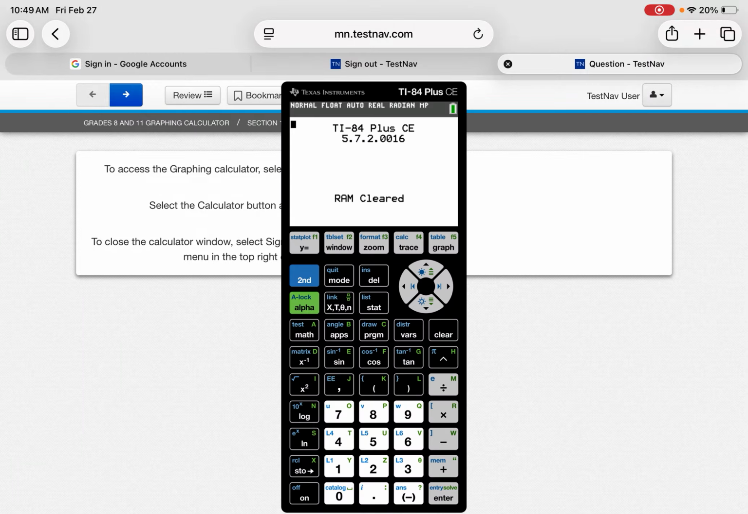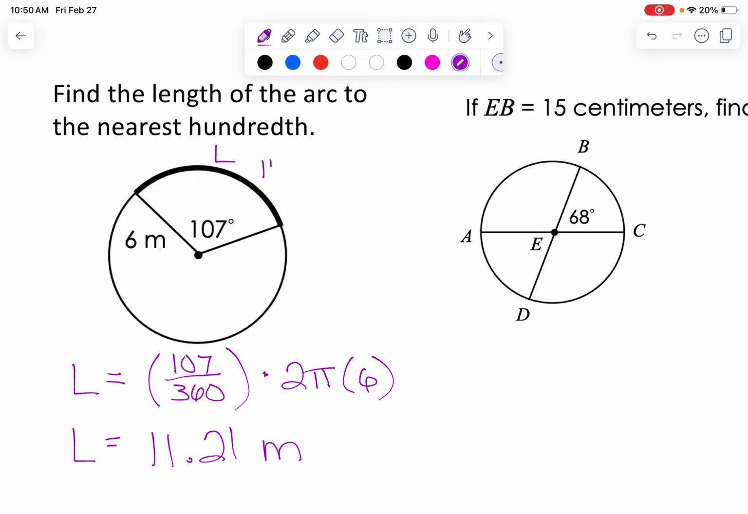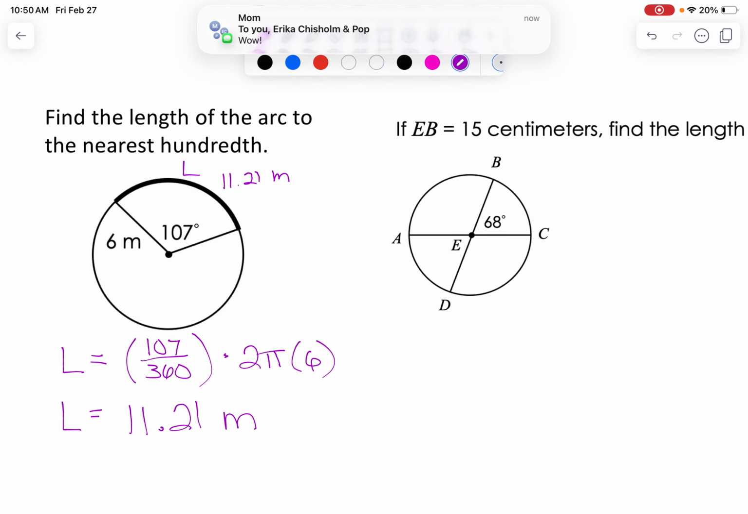And then because this is a length, it's just regular units, so this would be meters. So that would be the length of the arc there. In bold would be 11.21 meters. So hopefully that makes sense. And we'll go from there.